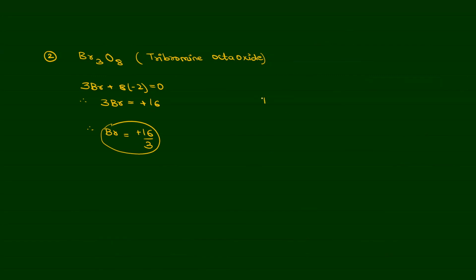So I'll give you the structure: Br single bond Br single bond Br. The end Br atoms are attached to the oxygens by double bonds, 3 oxygens each, and the remaining 2 oxygens at the center by double bond. But don't worry about how the molecules are formed or the structure, because you will understand that concept in chemical bonding. Here you are supposed to understand oxidation number.